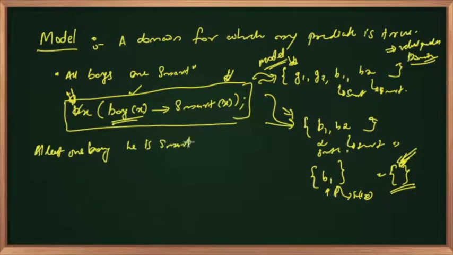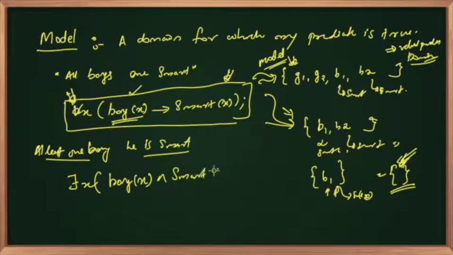Okay, so I'm saying at least one boy, he is smart. So there exists an x, boy of x and smart of x, right? So if I take this as the domain, for this domain, this expression evaluates true, right? Because I need at least one, that is true here, right?